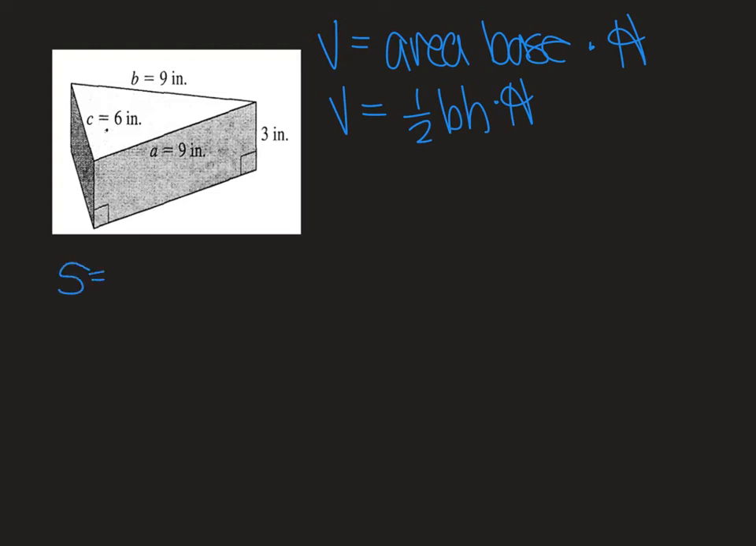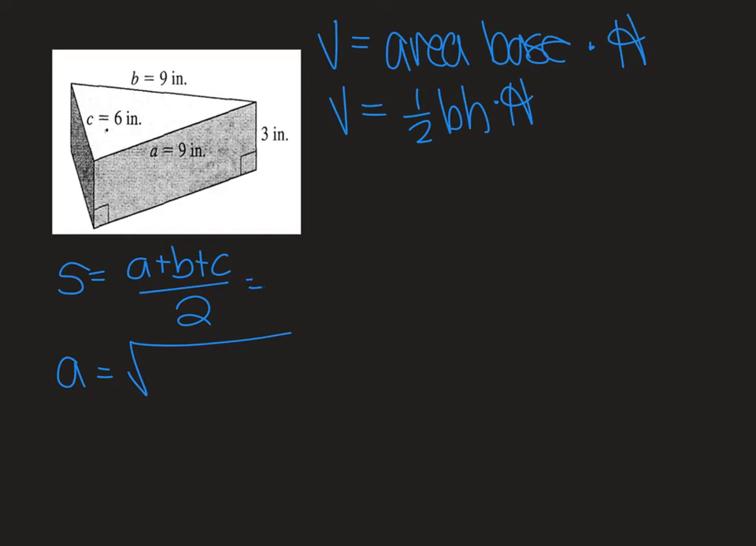where we used the S and we did A plus B plus C divided by 2. And then we found the area by doing the square root of S times S minus A times S minus B times S minus C, and then that will give us our area.